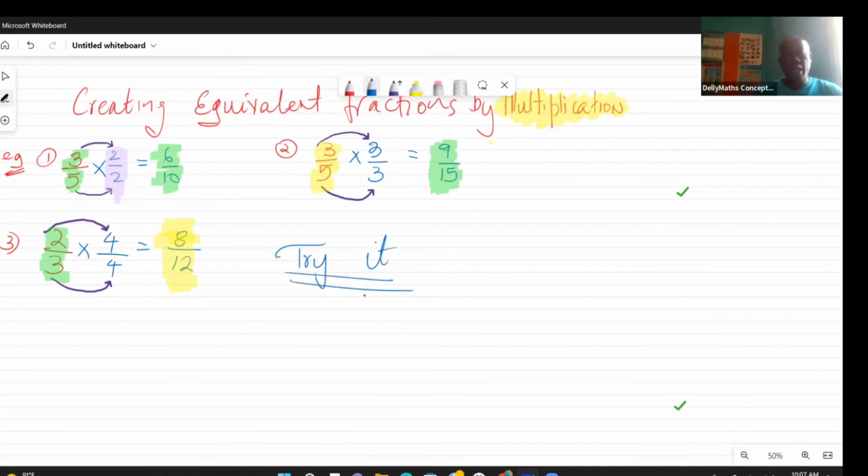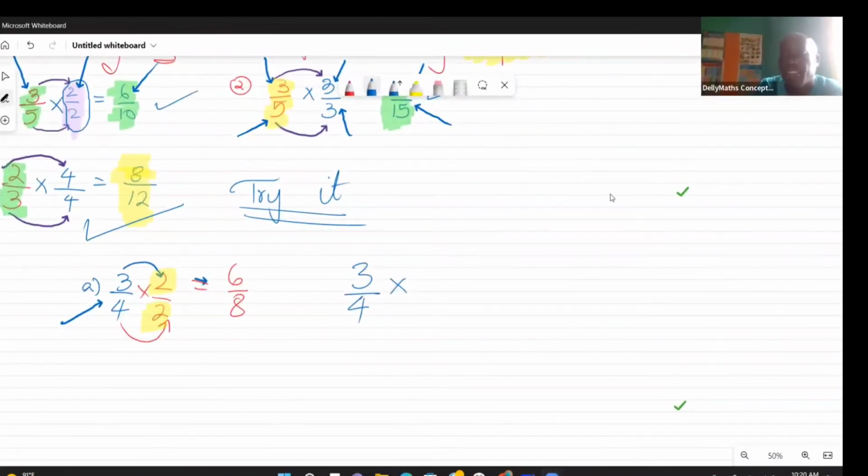Right. So now I want everybody to create 2 different equivalent fractions. I'm going to make one up: let us say I have 3/4. And I want everybody to create 2 different equivalent fractions from that. That's all, 2. Good. So you can create an equivalent fraction by using a method of multiplication.